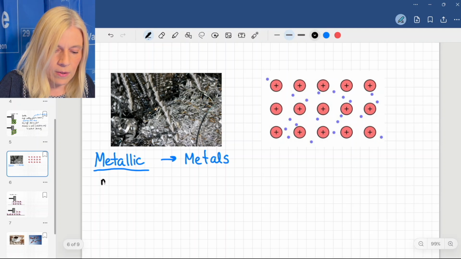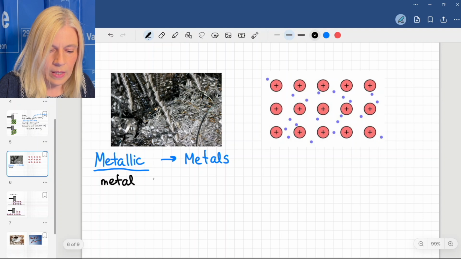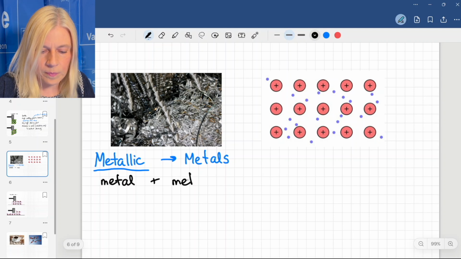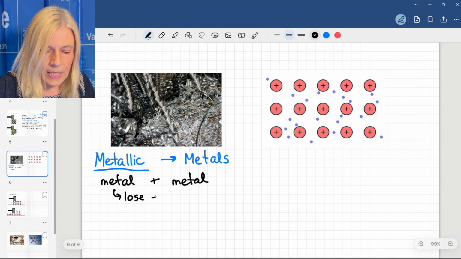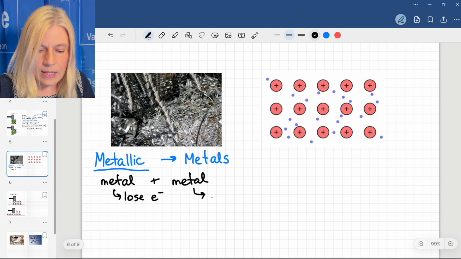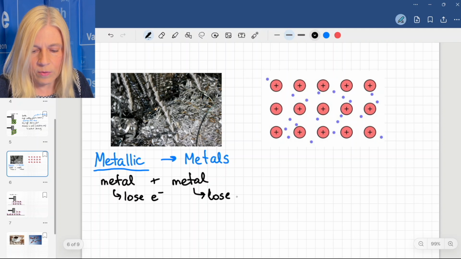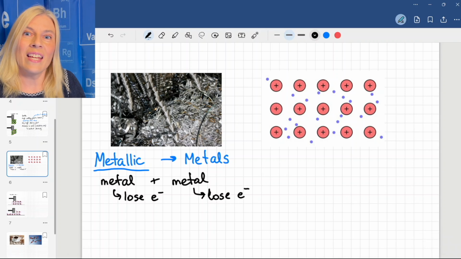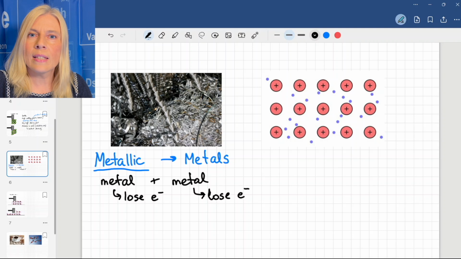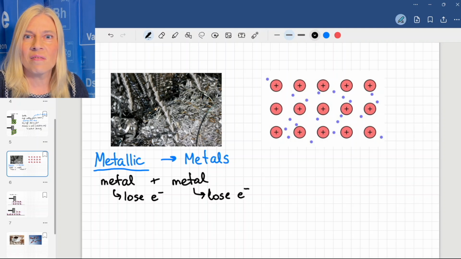So we have a metal plus a metal. Remember, a metal wants to lose electrons. And this metal also would like to lose electrons. Well, we have a problem. Before in ionic bonding, it was great. Something wanted to lose electrons, something wanted to gain electrons. It was an easy problem to solve.